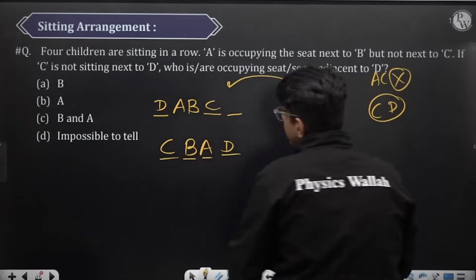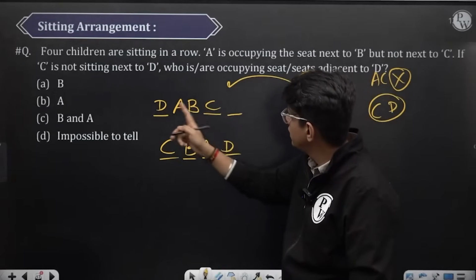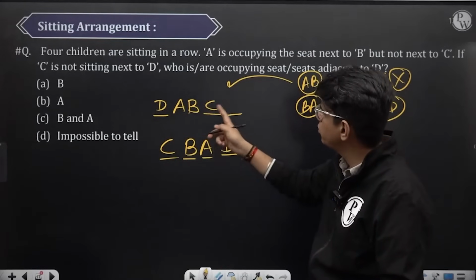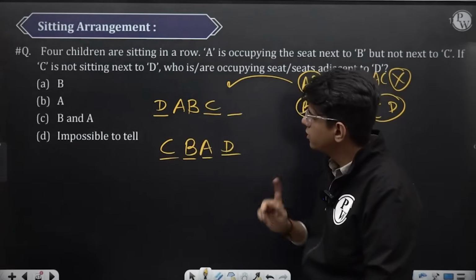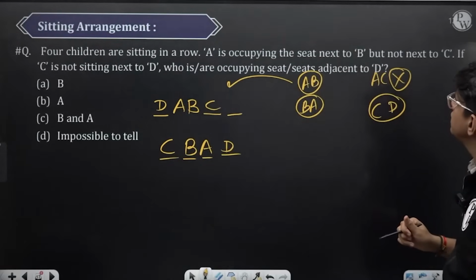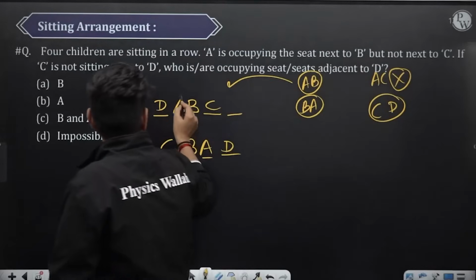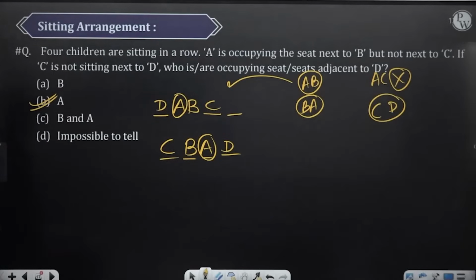If you see, all the conditions are satisfied. A and B are together. A is not next to C, D is not next to C. Right? Okay, so only B could have been next to C and C should have been at the corner. So now what the question is asking is, who is occupying the seat adjacent to D? Adjacent to D is A. So answer is option B, A. Okay? Right? Let's move to the next question.